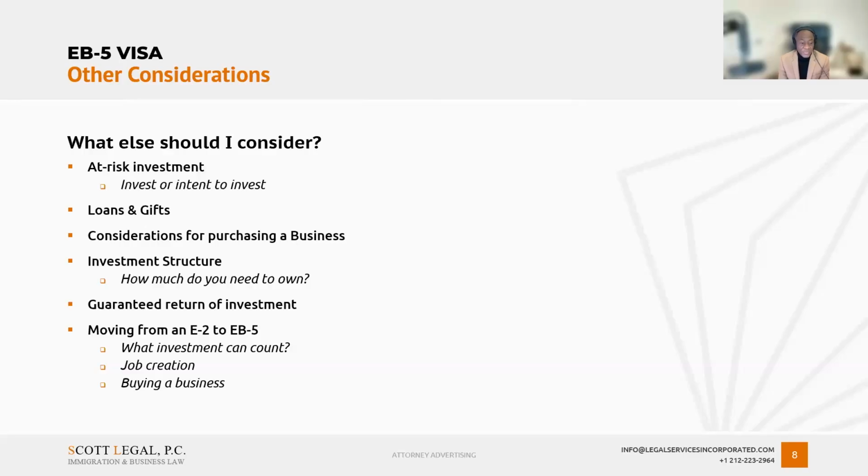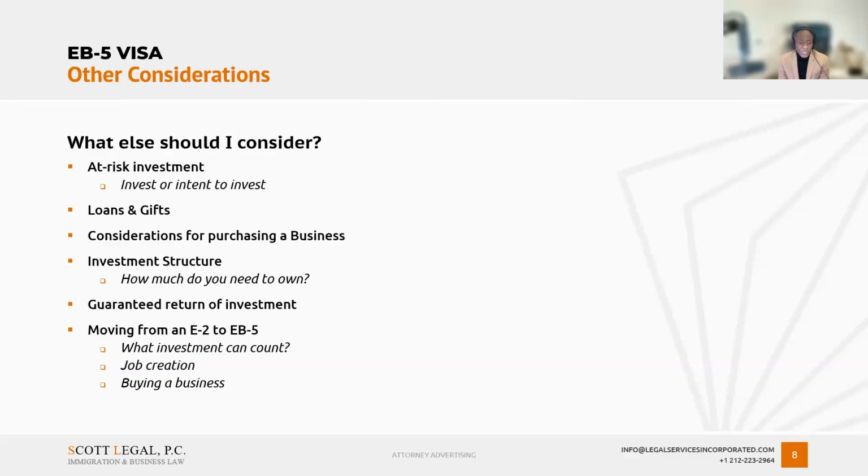Loans and gifts are fine, but you do have to show where the person who loaned or gifted the money got the money from. Unsecured loans are fine as well. And if you do have a secured loan, then you do have to show where you obtained the money to get the security. So that's something to keep in mind.